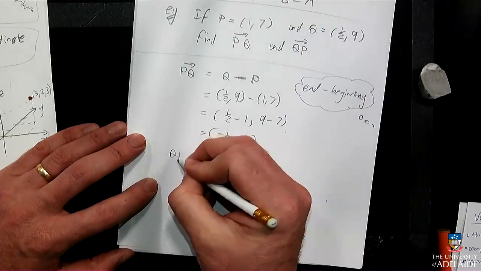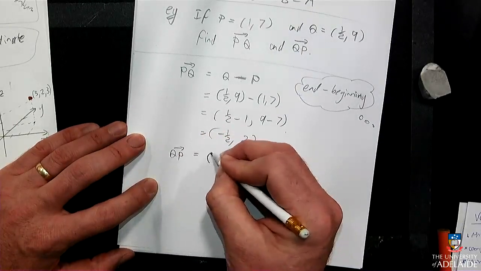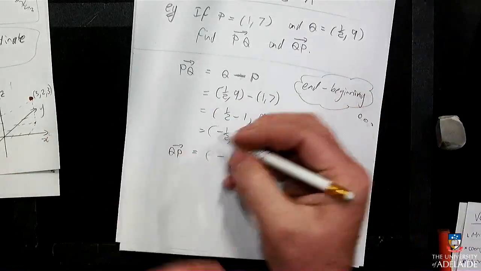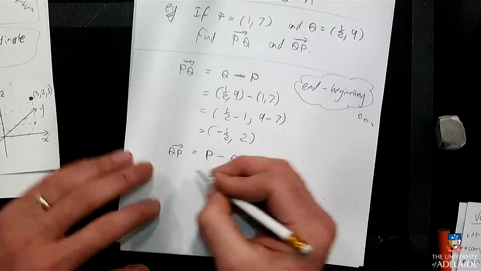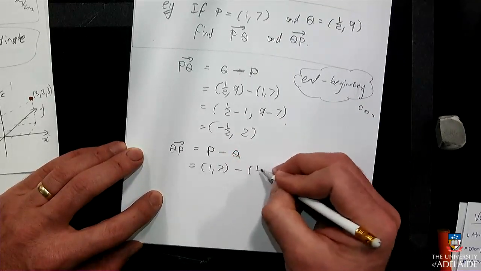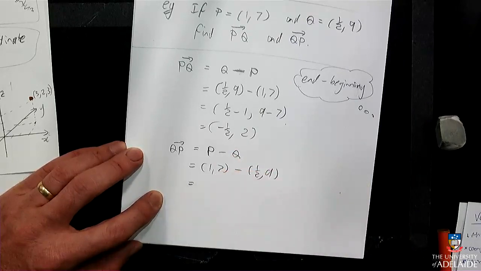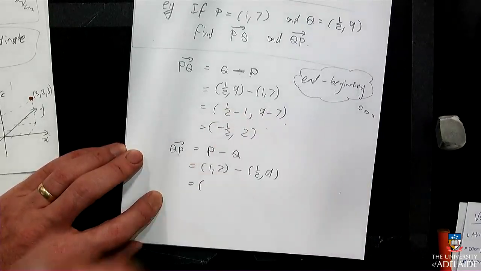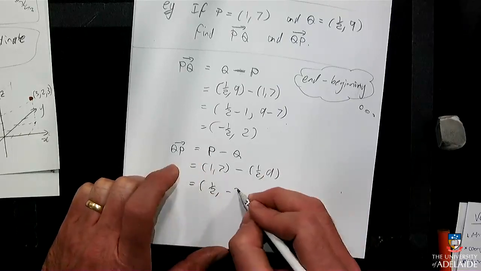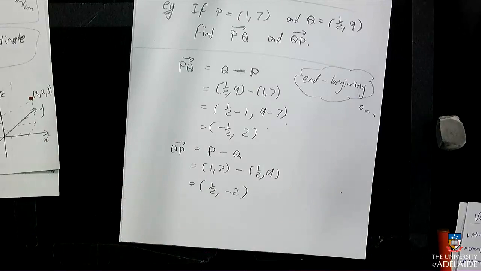And QP is going to be P minus Q, because the end here is P and the beginning is Q. So that's going to be (1, 7) minus (1/2, 9). I can do all that in one go this time. 1 minus 1/2 is 1/2, and 7 minus 9 is minus 2. And you will notice that the coordinates of PQ are the negatives of the coordinates of QP.